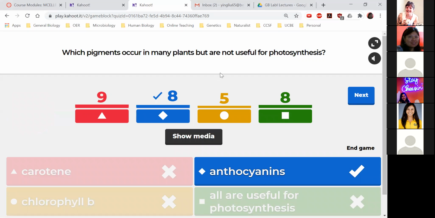Okay. Wow. This is a really interesting distribution. We basically have people who voted for all four answers, and they're fairly evenly distributed. The question is which pigment is not being used for photosynthesis.